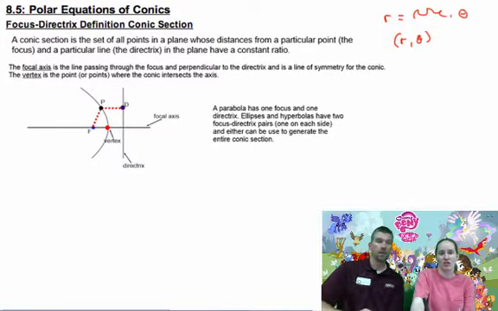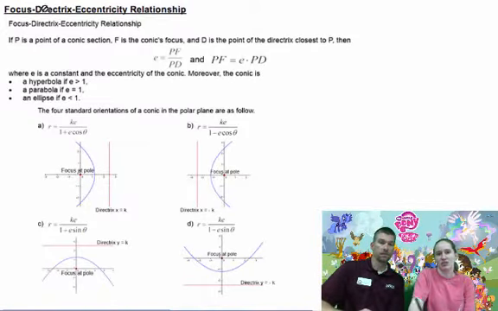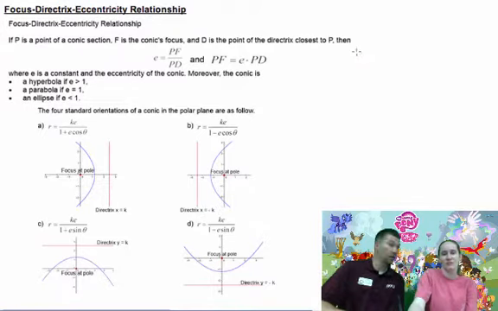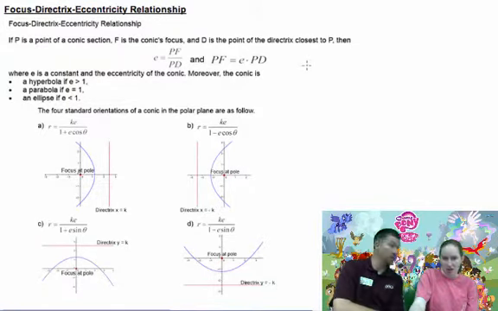All right, so let's look at the next part of the notes real quick. So here's our relationship that we've got. There's a special relationship with focus, directrix, eccentricity. So here comes that guy again. It's important now with polars because we have to actually use the eccentricity to help us determine which type of conic section we're using.